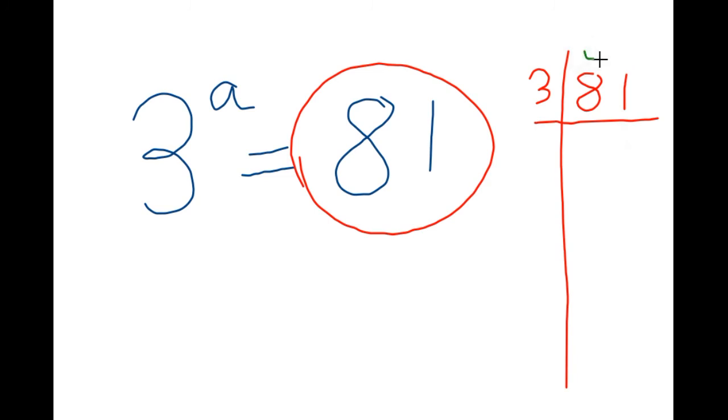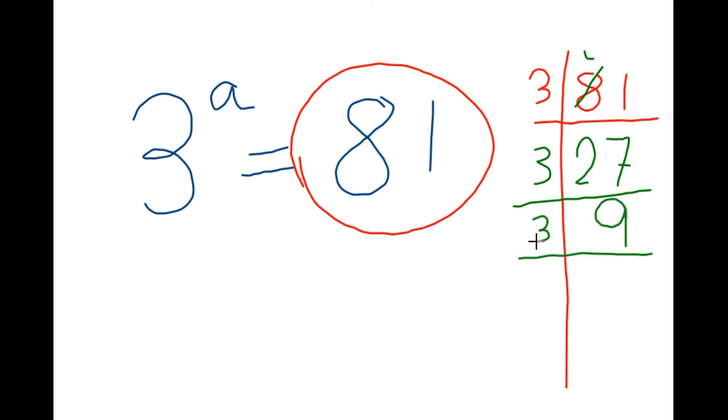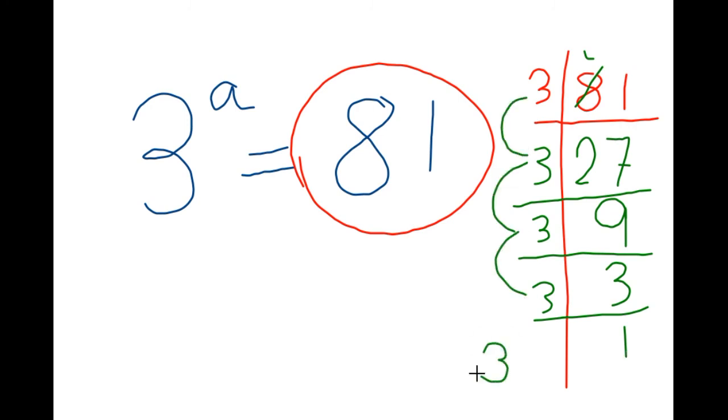3 2s are 6, 2 carries, and 3 7s are 21. Here you get 27. Now 3 9s are 27, again divided by 3. 3 3s are 9, again 3 1. We have factorized it all. That means 81 can be put in the form of 3 times 3 times 3 times 3, which gives us 3 to the power of 4.